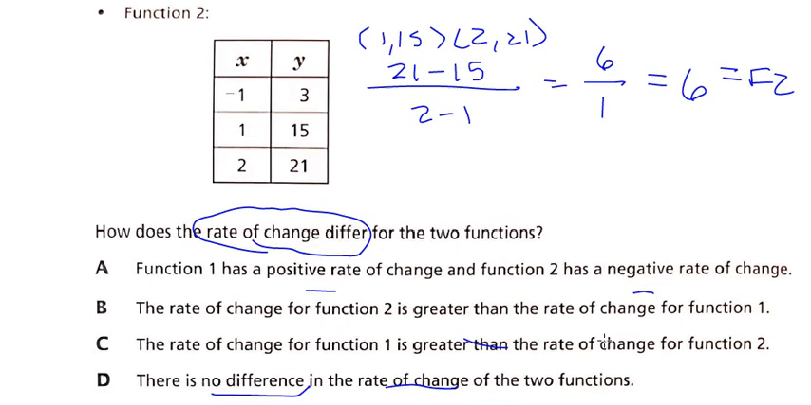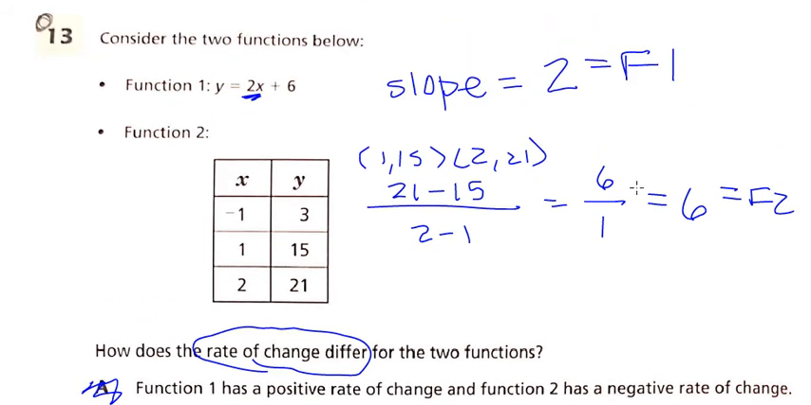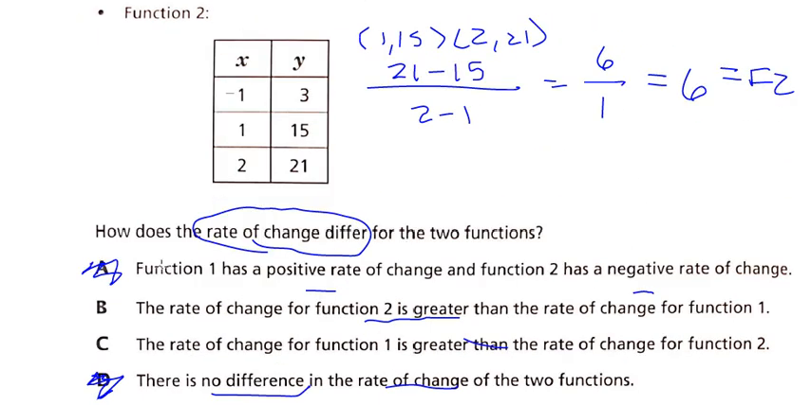All right, let's look at our answer choices. D says there's no difference. There is a difference. They're not the same number. It says one of them has a positive rate of change, the other is a negative. That's not true. They're both positive. All right. It says the rate of change for function 2 is greater than the rate of change for function 1. Well, 6 is greater than 2, so chances are this is our correct answer. Let's verify. It says the rate of change for function 1 is greater than the rate of change for function 2. No, so that leaves us with answer choice B.